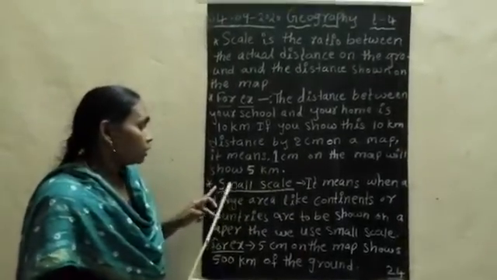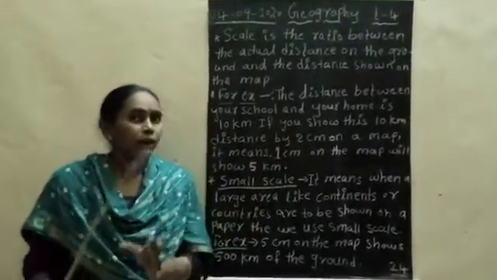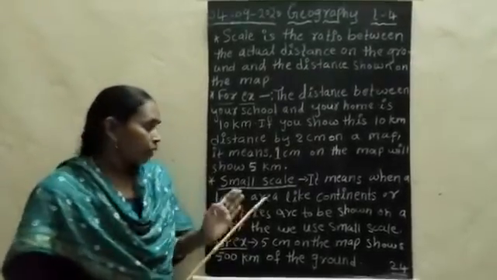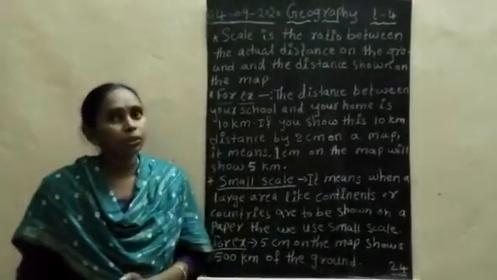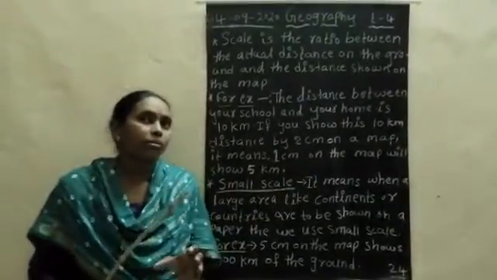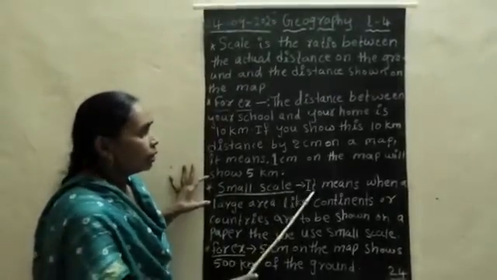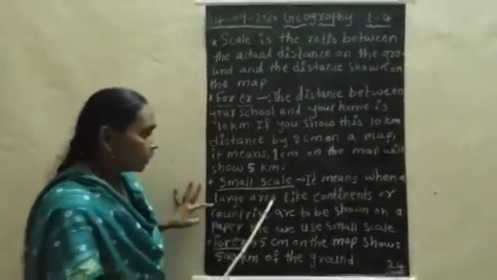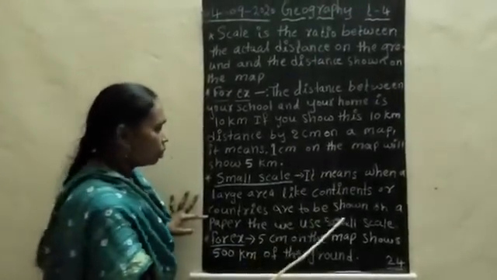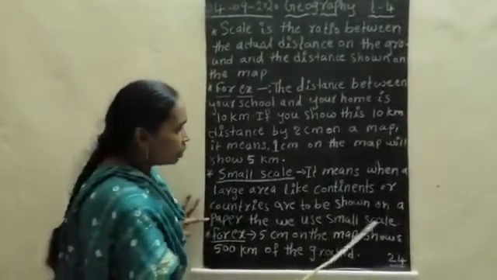Next, children, there are two kinds of distance to show on the map. One is the small scale, and one more is the large scale. On a small scale, what measurements are shown? Through the scale only. Small scale means when a large area like continents or countries are to be shown on a paper, then we use small scale.